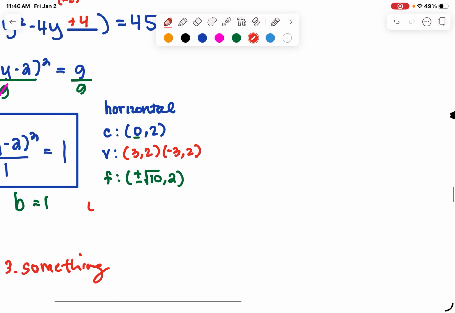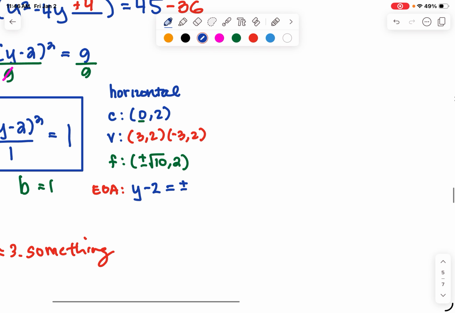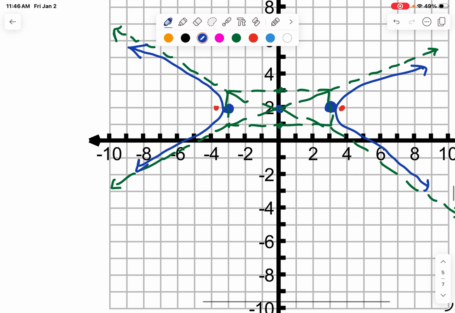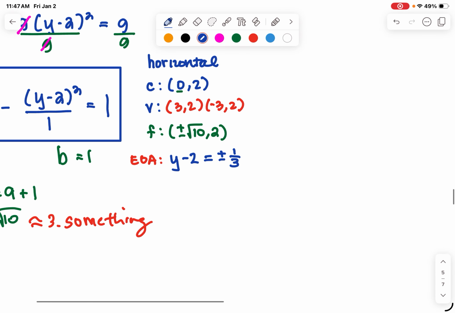But I should also do my equations of asymptotes. So it's going through the center, so that's y minus the y value on my center, which is 2, equals. There's a positive and negative slope line. And then my slope is b over a, so that's 1 over 3 or 1/3. And then I could always double check to make sure it's not 3 over 1, but if you look, it's up 1, right 3. And then x minus h, which is x minus 0, which is just x. And there's my other important information.